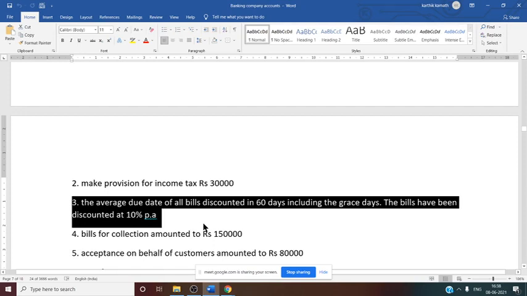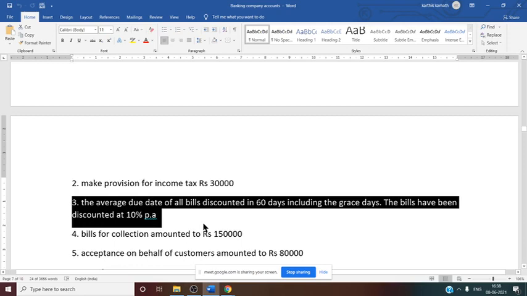Then bills for collection amounted to 1,50,000. So now bills for collection is a footnote to the balance sheet. This one you have to remember. Bills for collection, if it is given in the question, you can consider after schedule number 12, that is after contingent liability, that is a footnote.